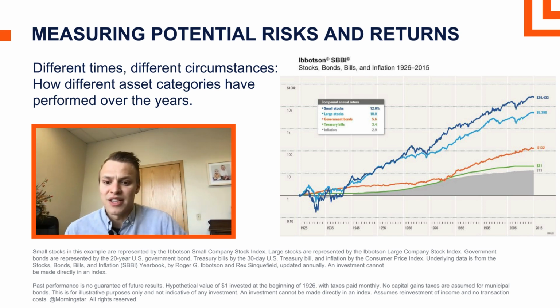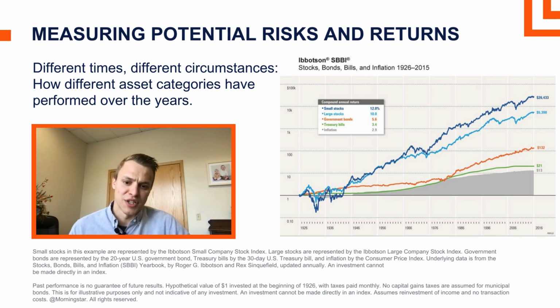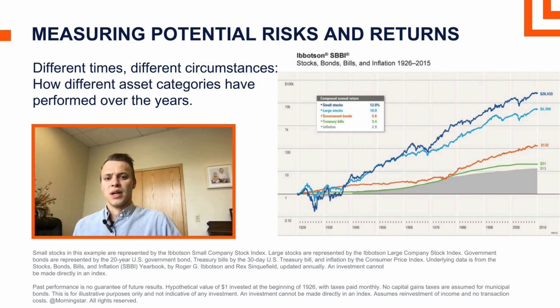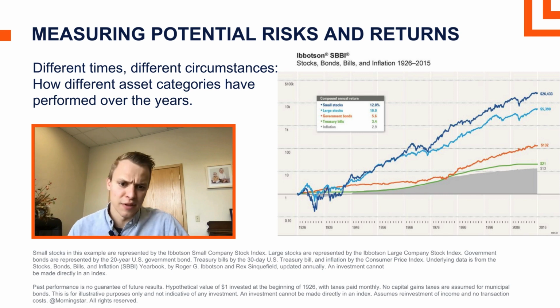Cash securities are short-term investments, such as treasury bills, that can be converted readily into cash, which is why they're sometimes called cash equivalents. Now, let's look more closely at each type of investment and refer to this chart, which provides context for how different categories performed between 1926 and 2015.